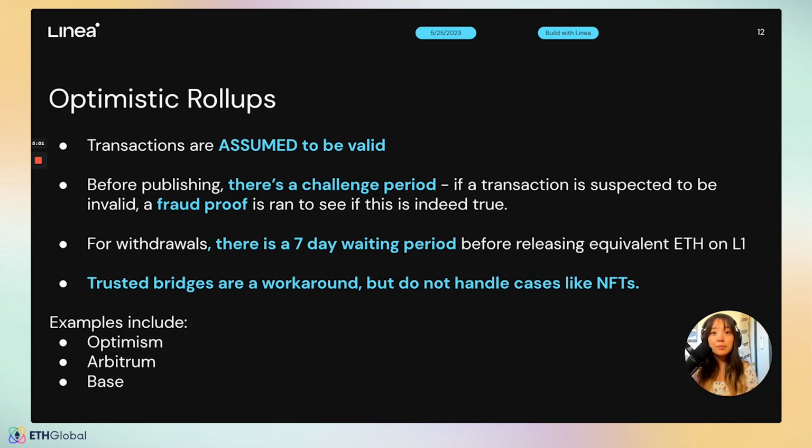Obviously, this can be a problem if you want things like instant liquidity. There are existing workarounds such as trusted bridges, which will do that for you. However, they don't handle cases like NFTs. Anyways, examples of optimistic rollups include Optimism, Arbitrum, and Base.